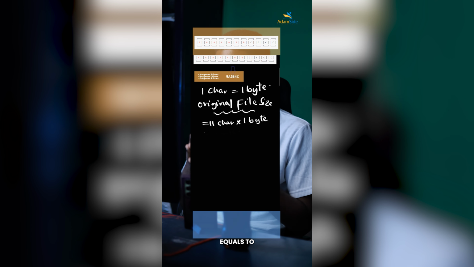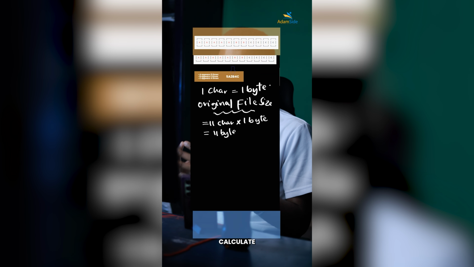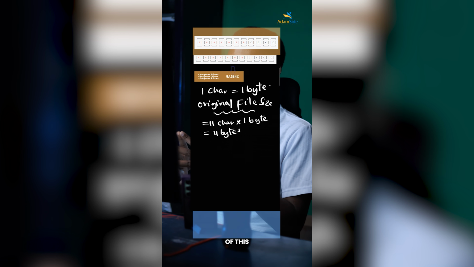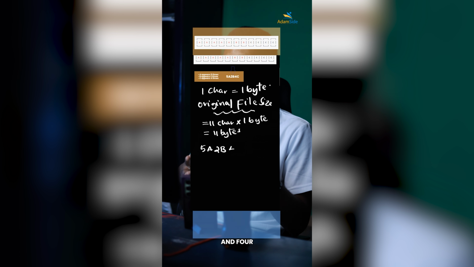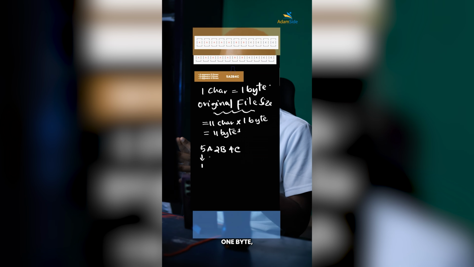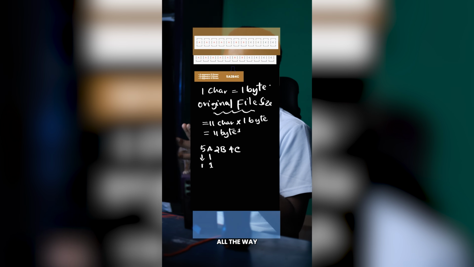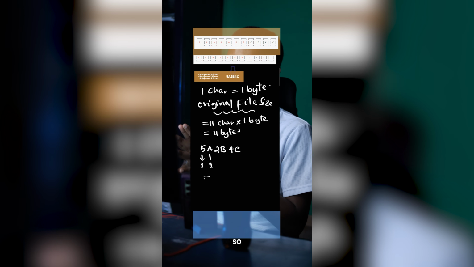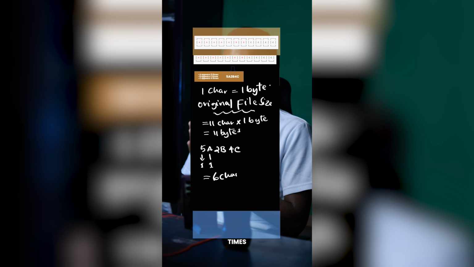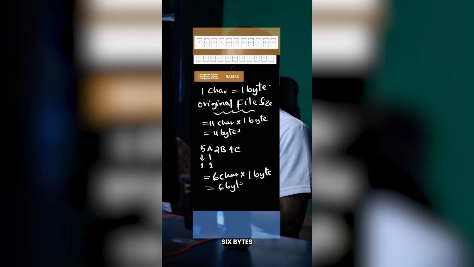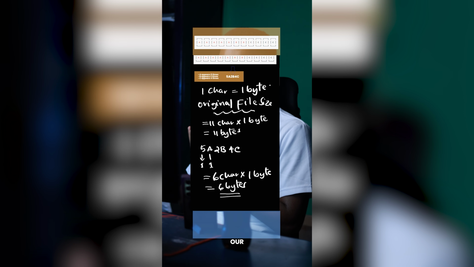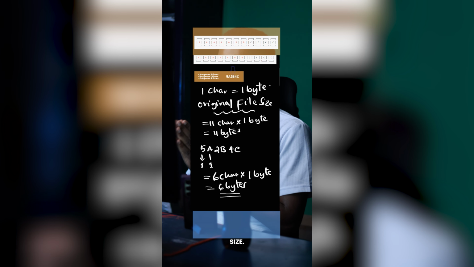So this will be equals to 11 bytes. If we were to calculate the compressed file size of this text file, it's 5A, 2B, and 4C. So from this one, 5 is 1 byte, A is 1 byte, all the way to the rest. So we have a total of 6 bytes. We just have to take 6 characters times 1 byte, which is 6 bytes. So 6 bytes is our compressed file size.